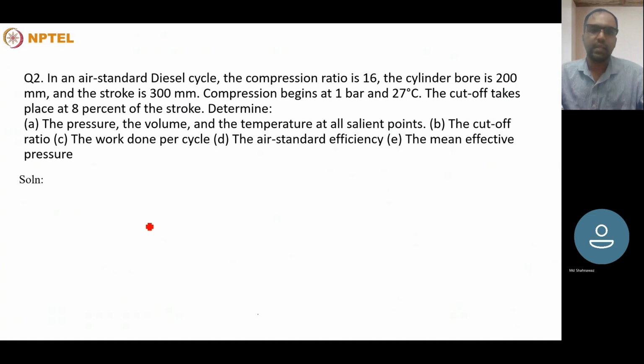In an air standard diesel engine, the compression ratio is 16. The cylinder bore is 200 millimeters and the stroke is 300 mm. Compression begins at 1 bar and 27 degrees Celsius. The cutoff takes place at 8% of the stroke volume. We need to calculate the pressure, the volume, and the temperatures at all important points, the cutoff ratio, the work done per cycle, the air standard efficiency, and the mean effective pressure.